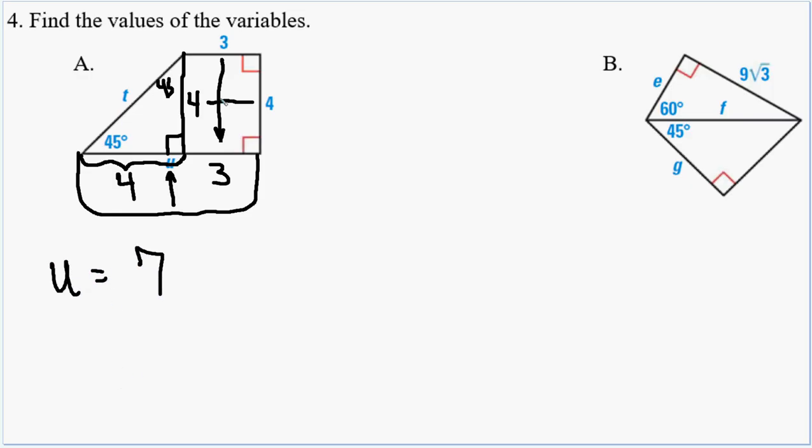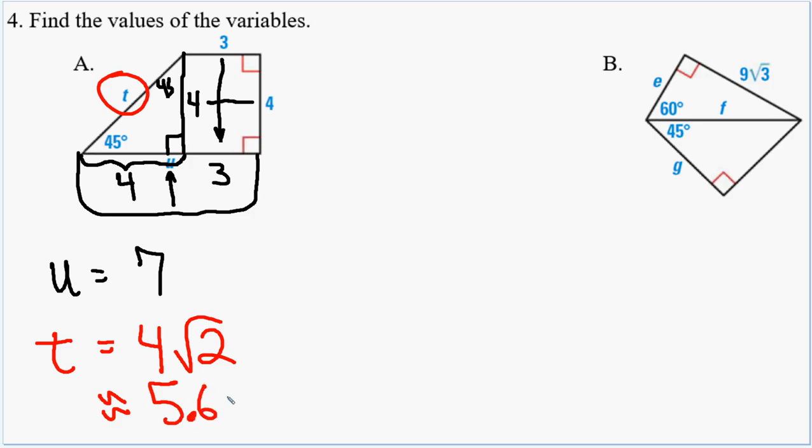Now we also want to find t. That's the hypotenuse in our right triangle here. So that hypotenuse t is going to be leg 4 times the root of 2. As a decimal, about 5.66.